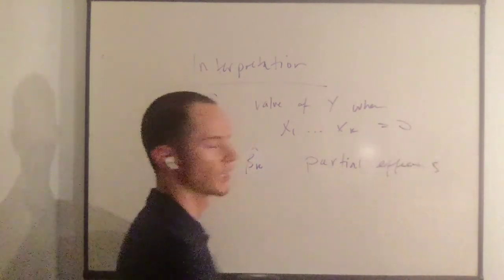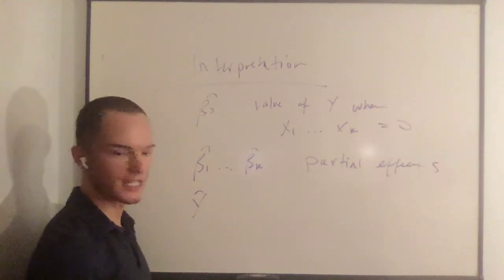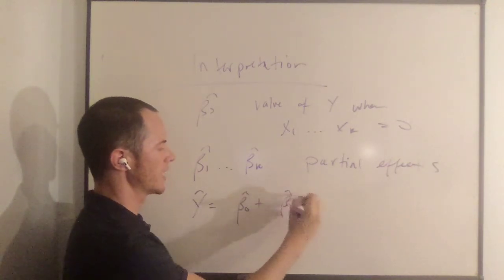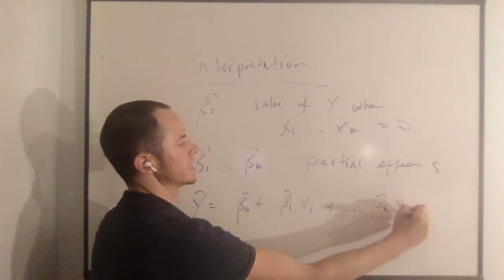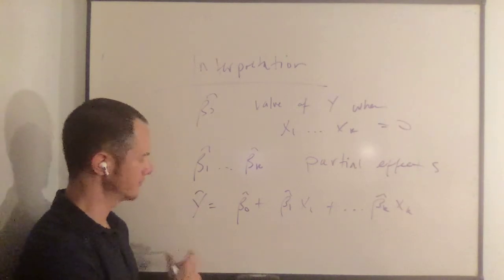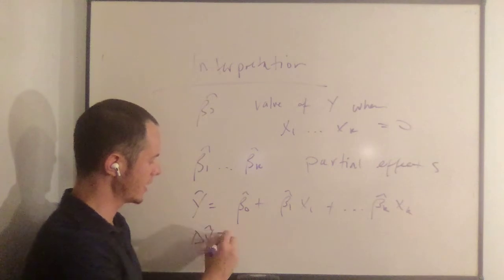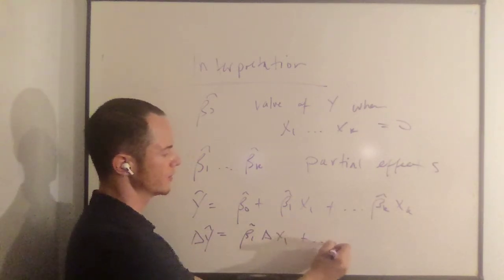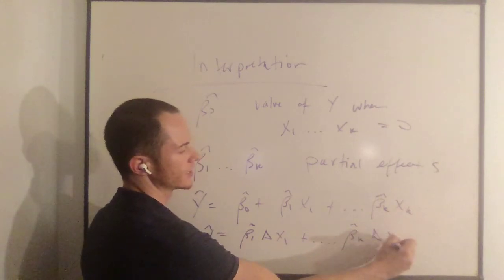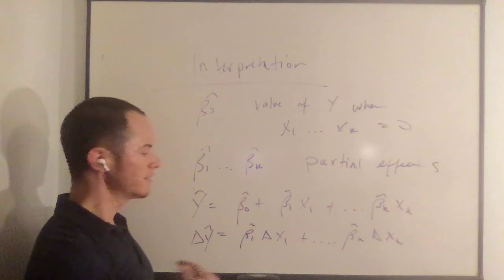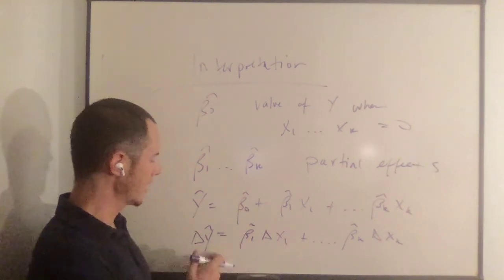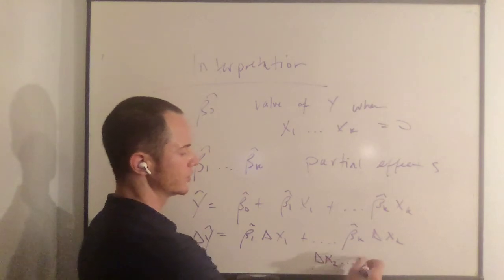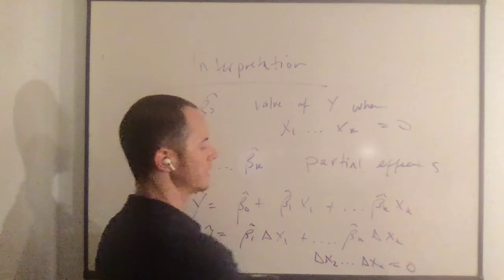Now, what does that mean, partial effects? Let's write down some math. You have a predicted value for y equal to beta naught hat plus beta 1 hat x1 through beta k hat xk. Now we can rewrite this in terms of first differences. The change in y hat is equal to beta 1 hat change in x1 all the way through beta k hat change in xk. And if we are trying to make ceteris paribus conclusions with respect to variable x1 on y, then all else equal implies that the change in x2 through the change in xk are equal to 0.